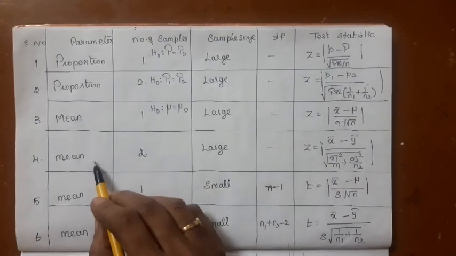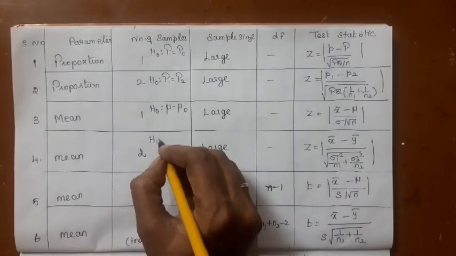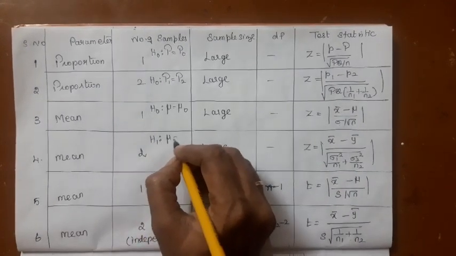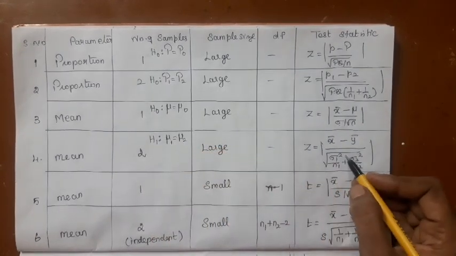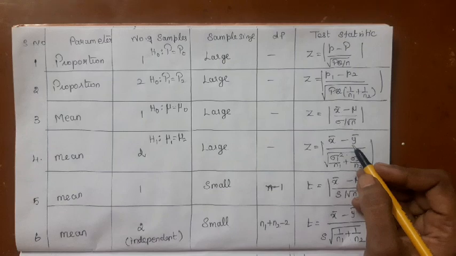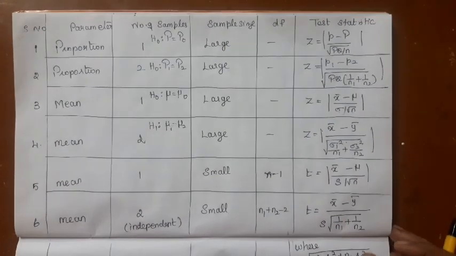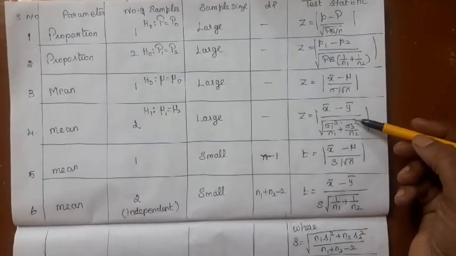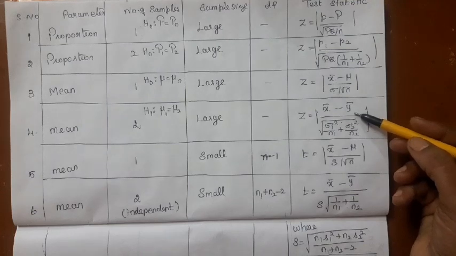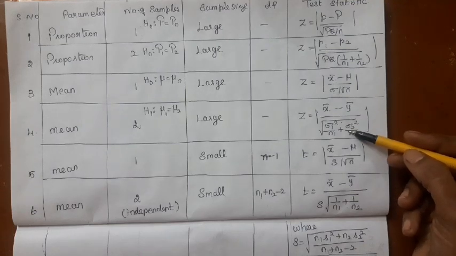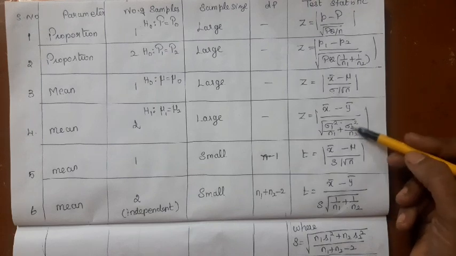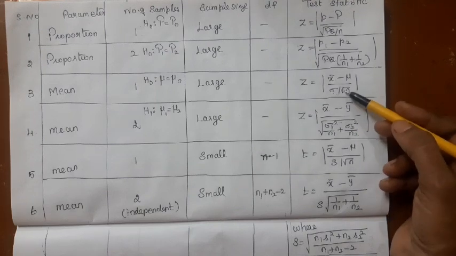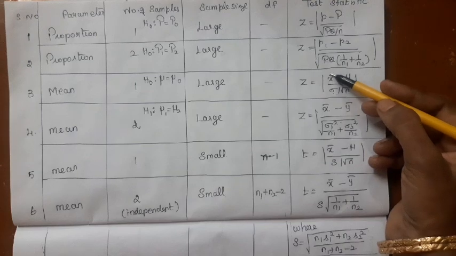And when the problem is to test the means, to compare two different means, the null hypothesis is this and the test statistic is this, and this is for the test done on large samples. Okay. Modulus of x bar minus y bar divided by square root of sigma1 square by n1 plus sigma2 square by n2. This is the standard error of x bar minus y bar. This is the standard error of x bar.